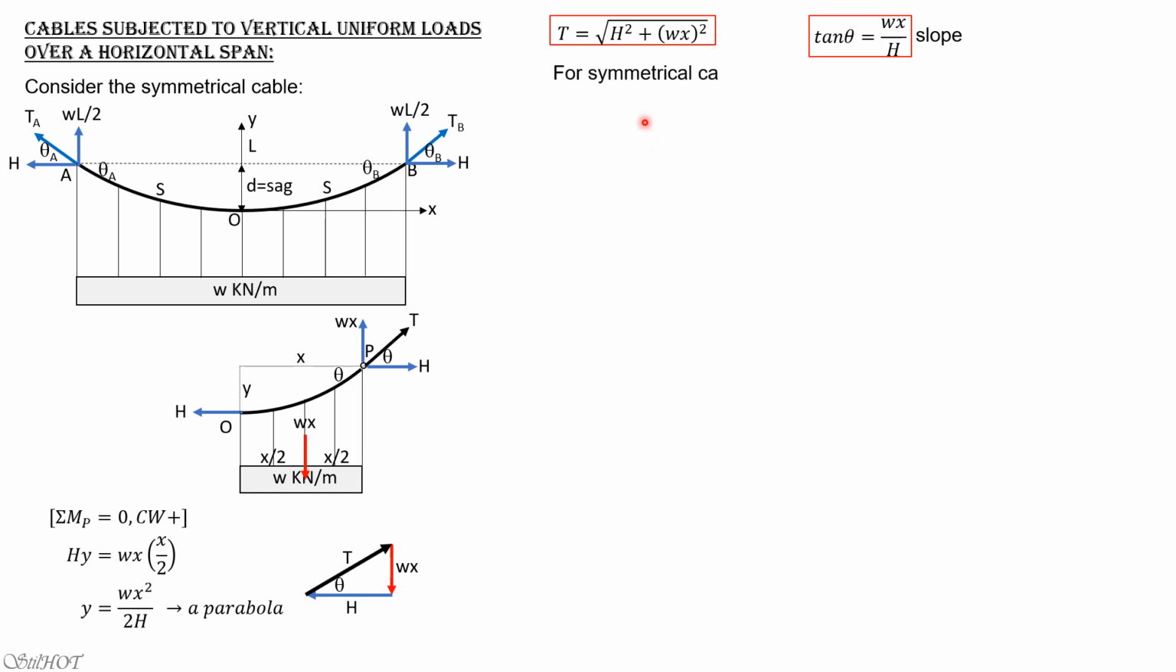Then for symmetrical cables, you simply replace X by L over 2. Then you can solve for the tension at A or tension at B.